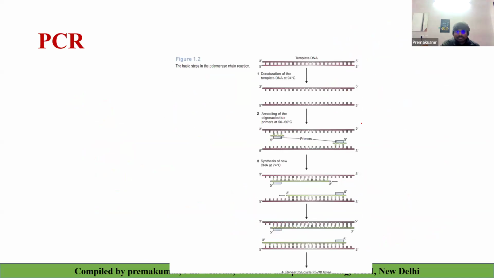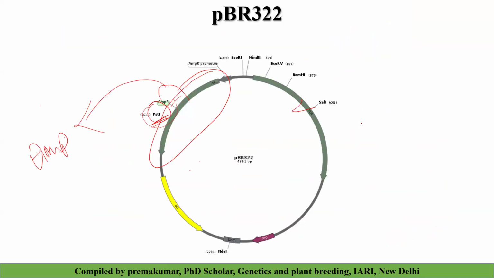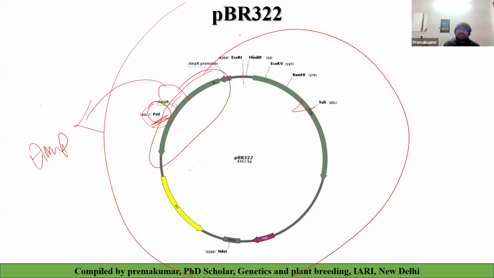This slide. Okay. See, the vector will look like this. This is pBR322. There are many modifications. There are different vectors, different plasmid vectors. You can read about them in the book. There are several modifications.